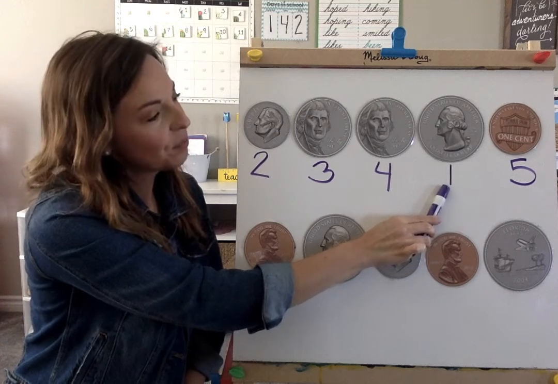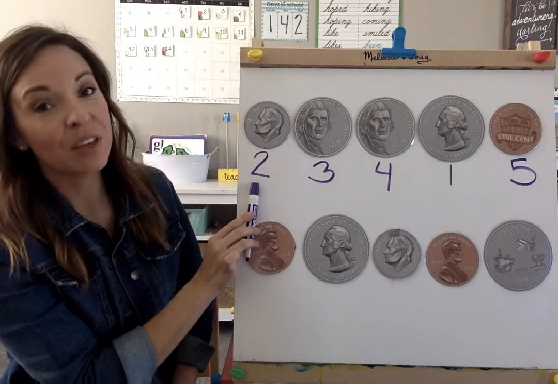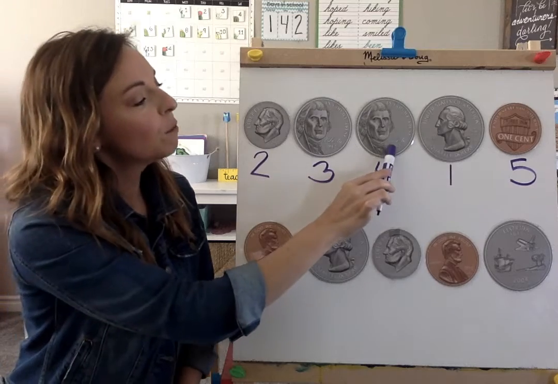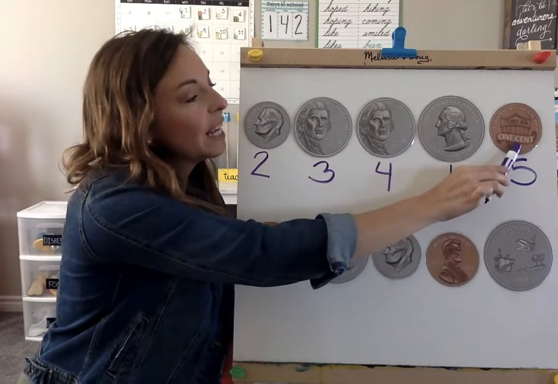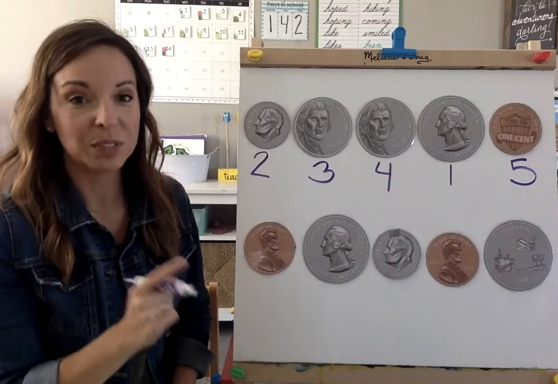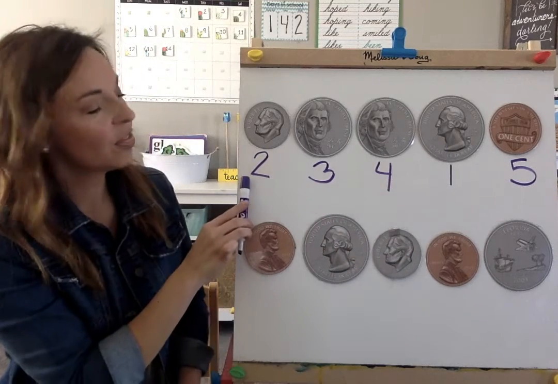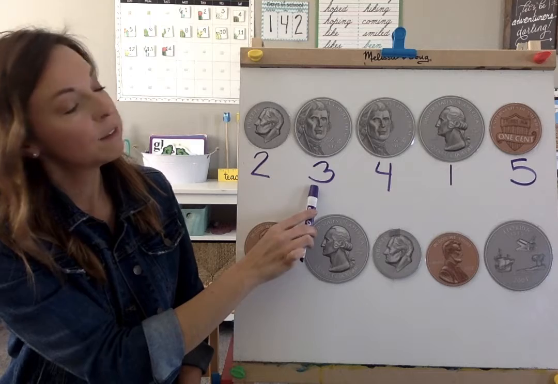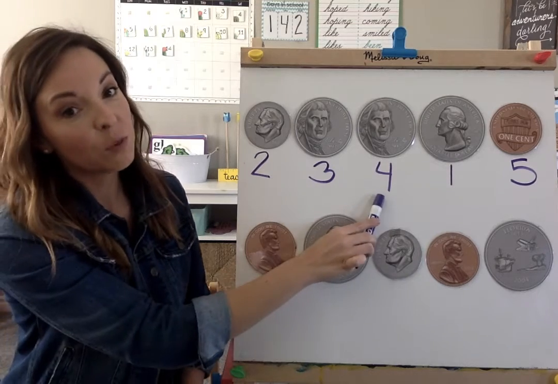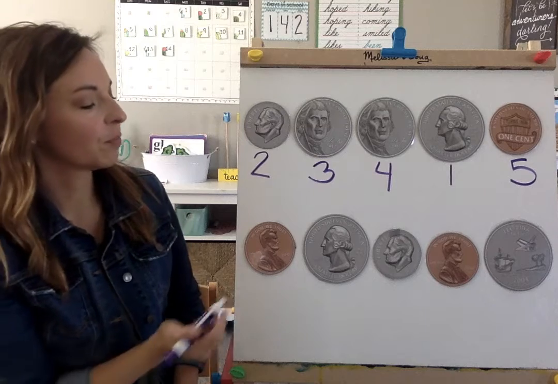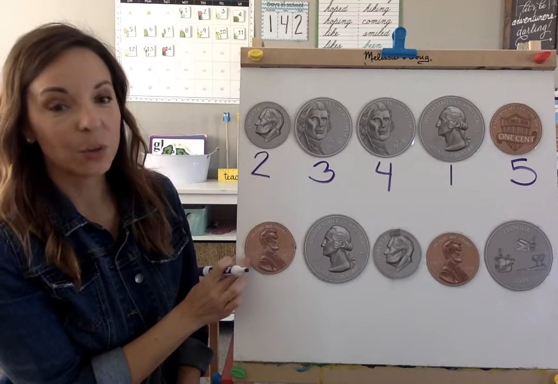25, and I'm going to go to the dime. 35, 40, 45, 46. Let's do that together one more time. 25, 35, 40, 45, 46. Let's do that with our second group of coins.